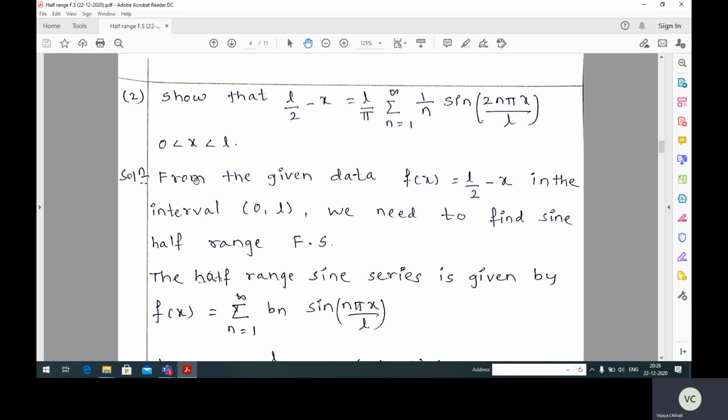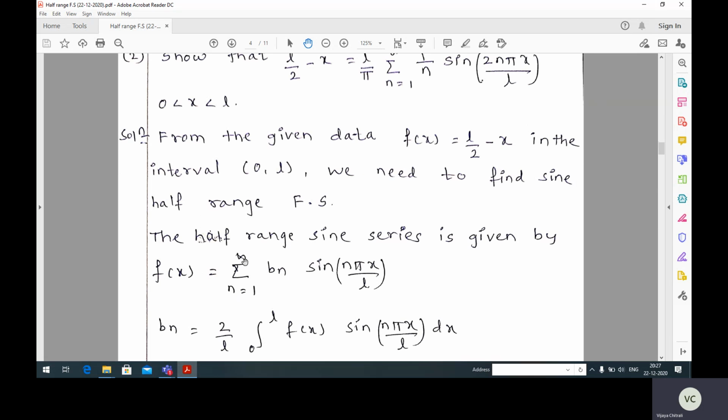Next, whether it is cosine or sine, how to find? See here, we have a sine term. So this sine term indicates this is a half range sine series. This is a half range Fourier sine series, right? Next, we need to identify what is f of x. So by definition, for the half range Fourier sine series, f of x is equal to summation n is equal to 1 to infinity b n sine n pi x divided by L. So this will be the half range sine Fourier series.